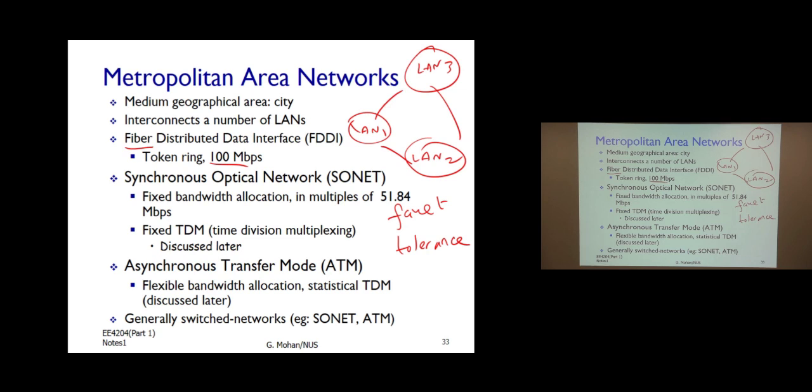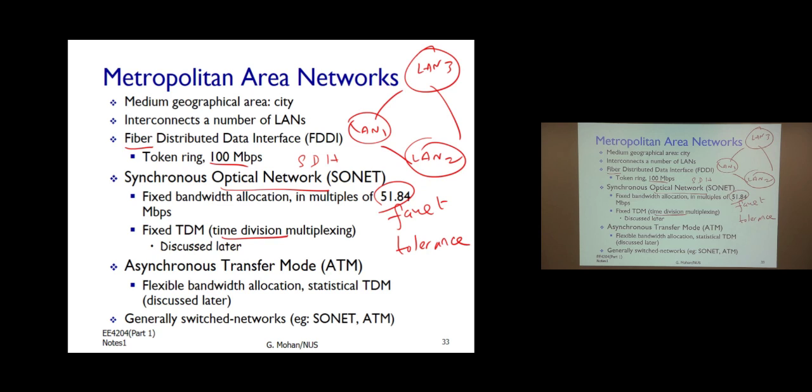Then came SONET, synchronous optical network. It uses what is called fixed time division multiplexing, which we will discuss later. So let's not spend time on this point, but you need to remember that there's a technology called synchronous optical network. There's an equivalent technology called SDH, synchronous digital hierarchy, which we look at later. Here the link bandwidth is available in units of 51.84. What is this magic number 51.84? How do we get it? That you will see later.